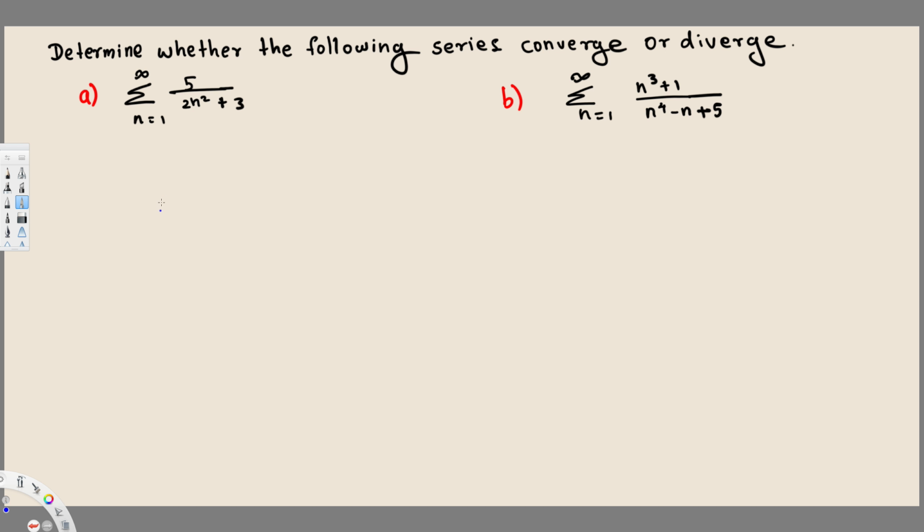Let's do this problem right here. The question is asking: determine whether the following series converge or diverge. The first thing we are going to do is take the dominant terms in the numerator and denominator and check whether it converges or diverges. Here we know that this 5 is dominant on top and 2n square is dominant in the bottom. So I'm going to take these two values and see whether it converges or diverges.